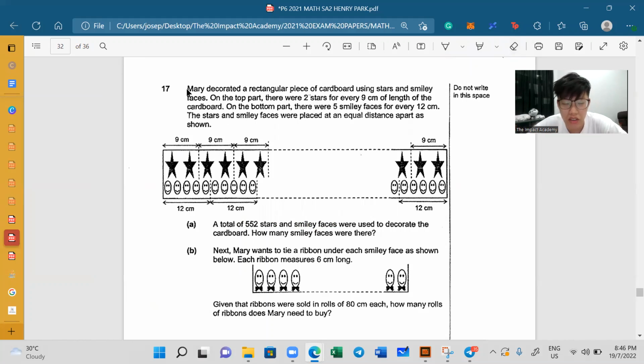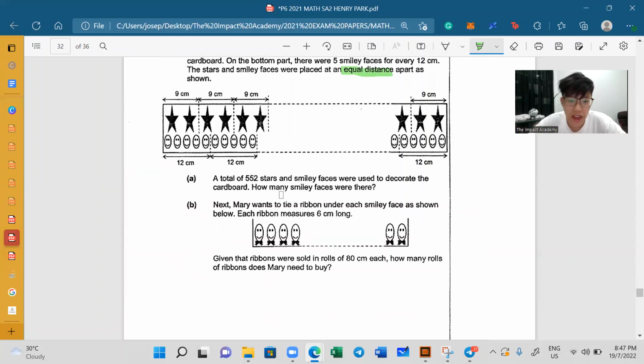As you can see over here, I'm just going to skip sentence number 1 and move right into sentence number 2. In sentence number 2, it tells us that for every 9 centimeters, you will see 2 stars. And for smiley faces, for every 12 centimeters, you will see 5 smiley faces. In sentence number 4, the stars and smiley faces were placed at an equal distance apart. So what you want to do is highlight the words equal distance.